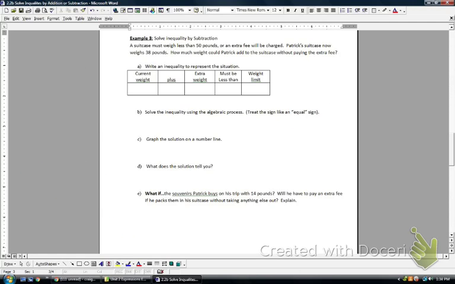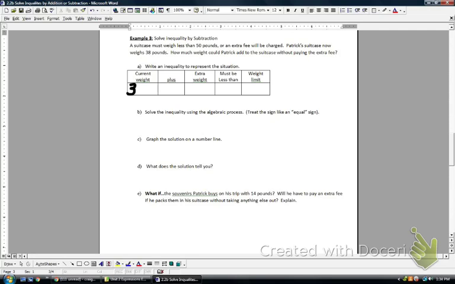Okay, so example 3 says solve an inequality by subtraction. A suitcase must weigh less than 50 pounds or an extra fee will be charged. Right, and those of us who have flown are familiar with a situation like this. Patrick's suitcase now weighs 38 pounds. How much weight could Patrick add to the suitcase without paying the extra fee? Okay, and we're going to do a little graphic organizer.